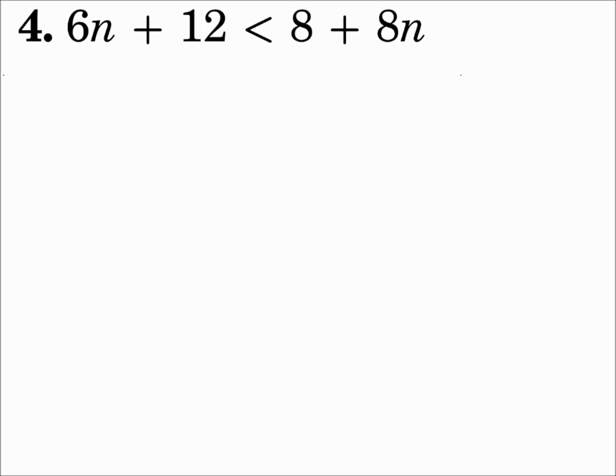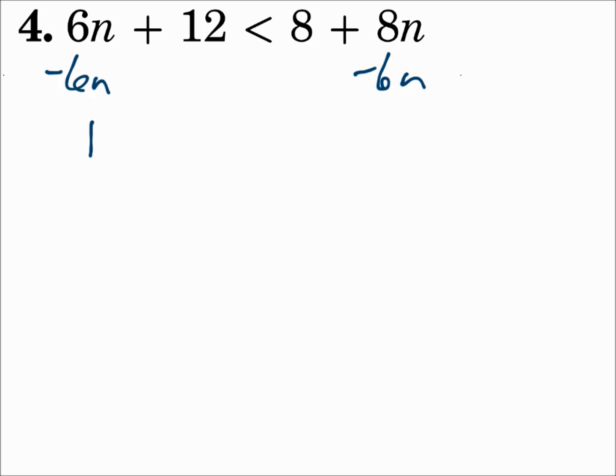Number 4, 6n plus 12 is less than 8 plus 8n. Let's go down the list. There's nothing to distribute. There's no fractions that I should multiply by the LCD. I can't combine any like terms. Now add or subtract. There's variables on both sides, so let's move those first. Move the smaller one. The 6n is smaller than the 8n, so move the 6n. It's positive 6n there, so let's do the opposite and subtract it from each side.